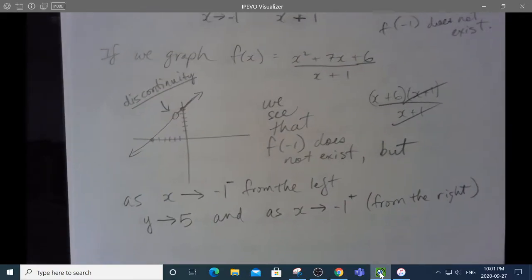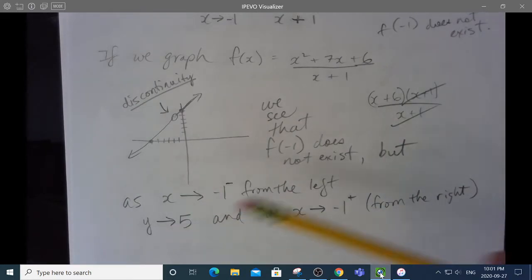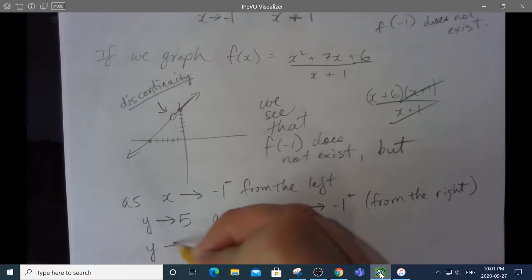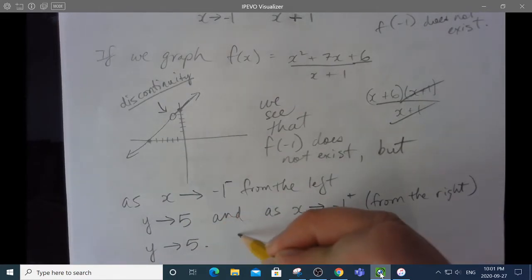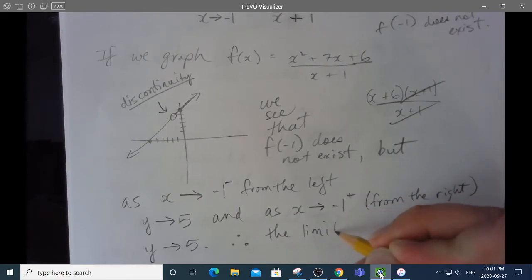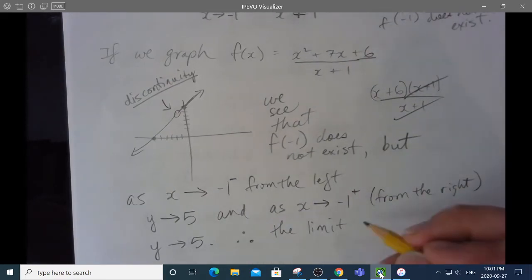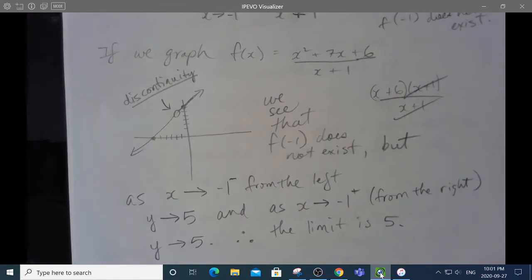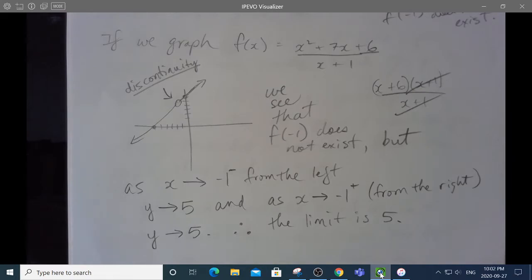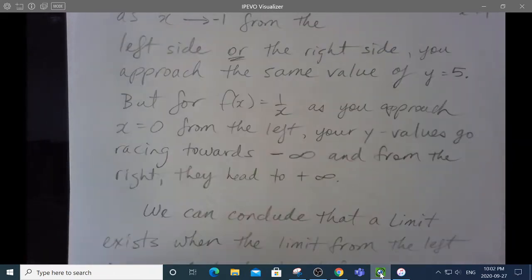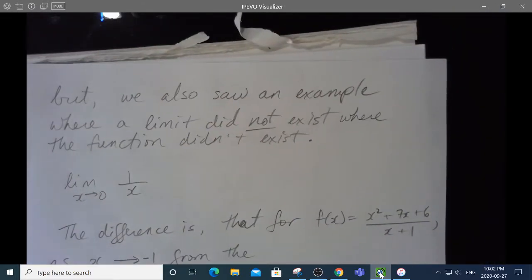So as x approaches -1 from the left, y approaches 5, and as x approaches -1 from the right, y also approaches 5. Therefore, the limit is 5, even though the function didn't even exist at that point. Okay, so we've seen that before, but we've also seen a slightly different situation.